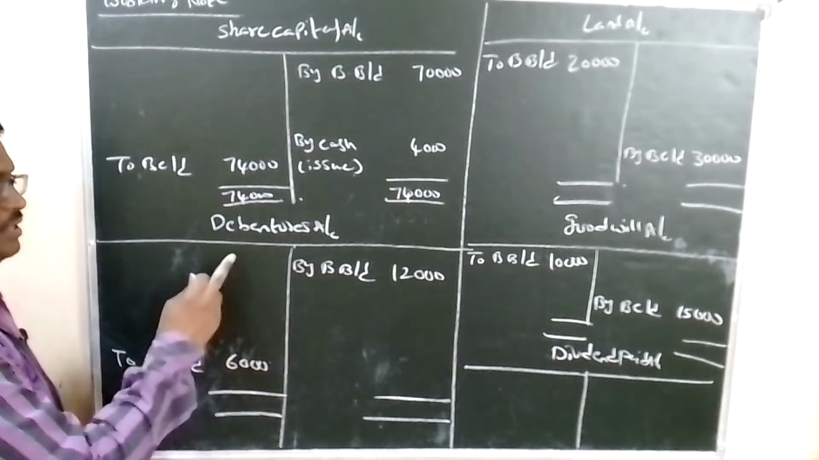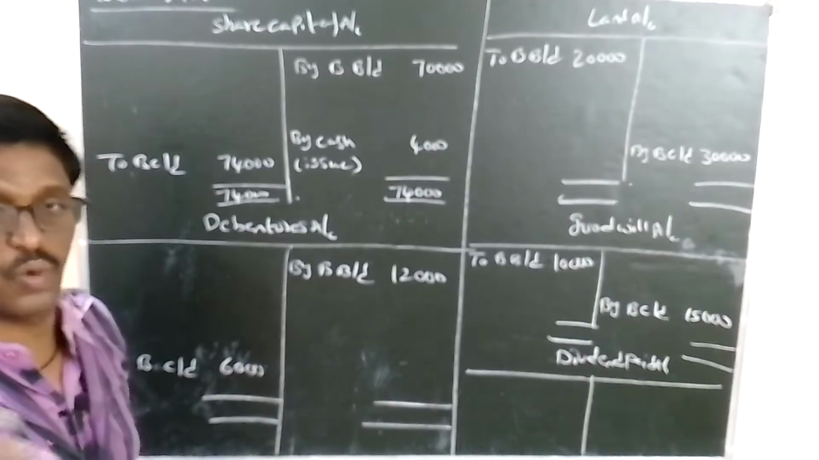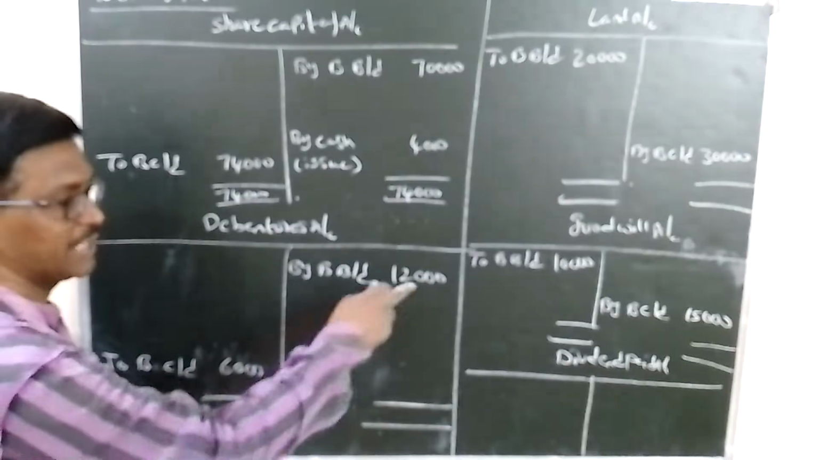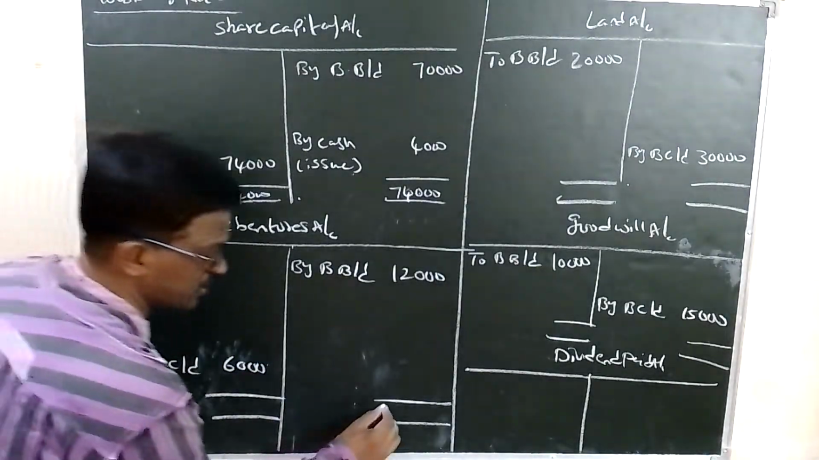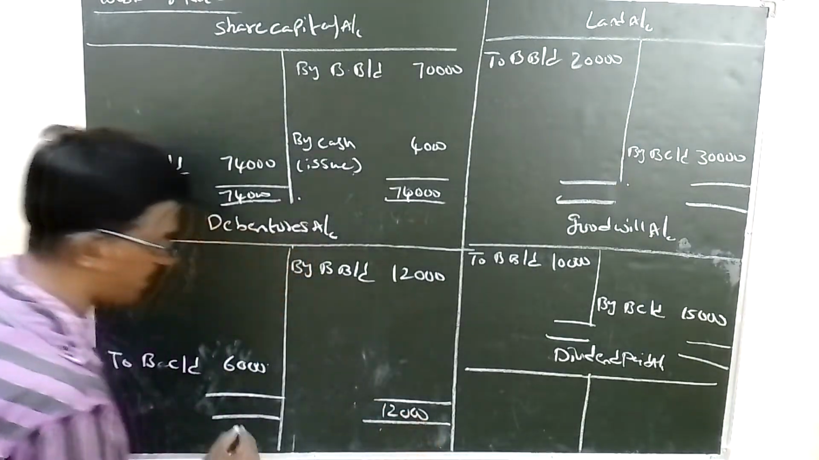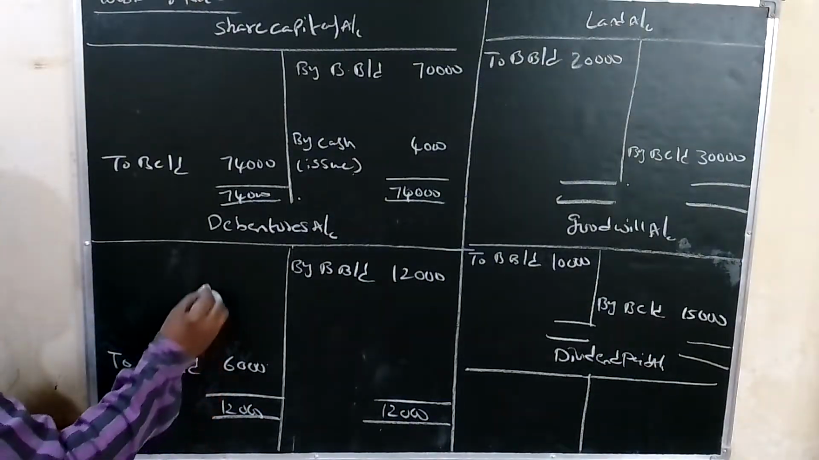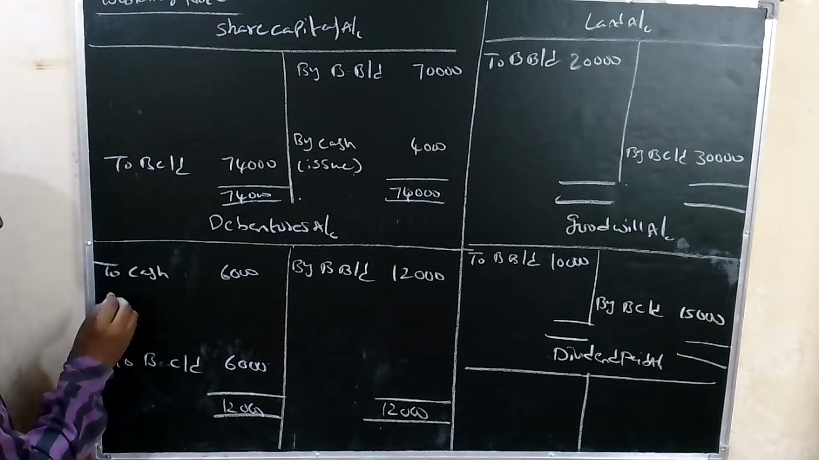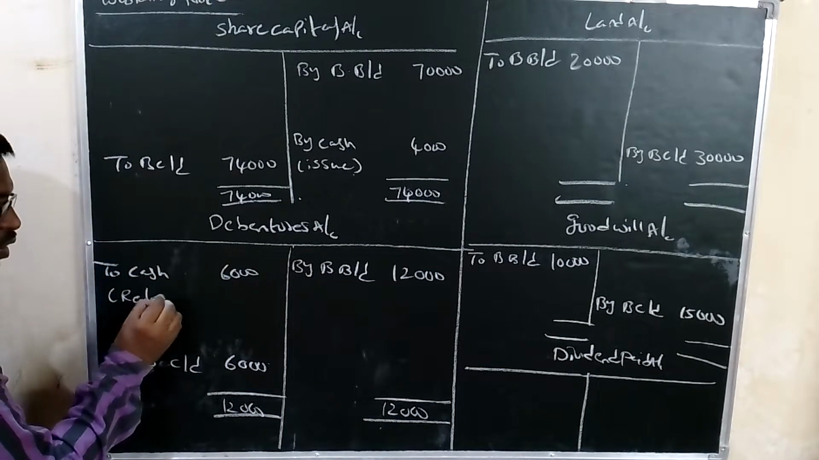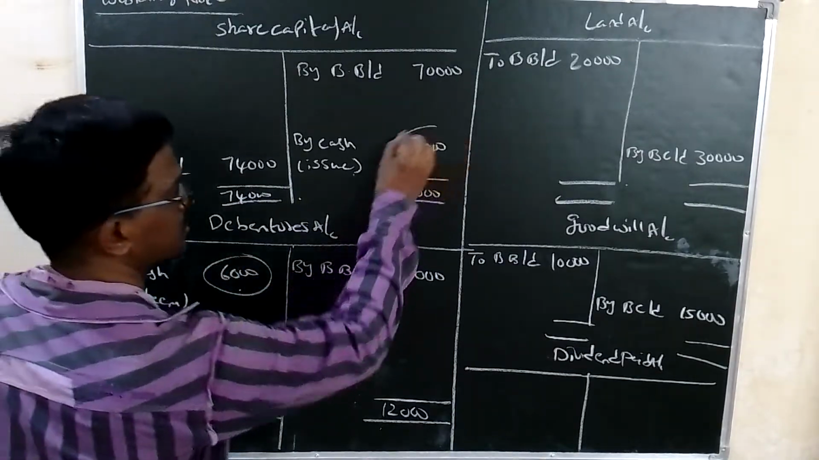Next, debentures. Liabilities always show opening credit balance, closing debit balance. Debenture opening balance 12,000, closing balance 6,000. The debenture is decreased, which means it is paid. So redeemed: 12,000 minus 6,000, 6,000 to cash. Debentures are redeemed to the debenture holders, 6,000 rupees. Okay, cash.